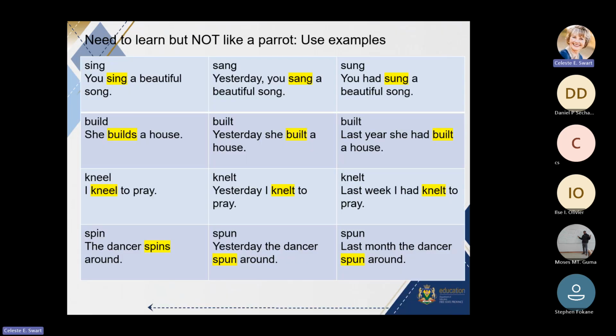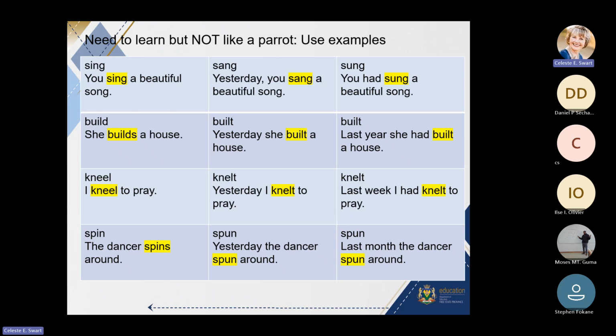You don't need to learn it like a parrot. You need to practice using the examples. You take something like sing. You see that it becomes sing, sang, sung. You sing a beautiful song. Yesterday you sang a beautiful song. But last year you had sung a beautiful song. Or you have sung a beautiful song.